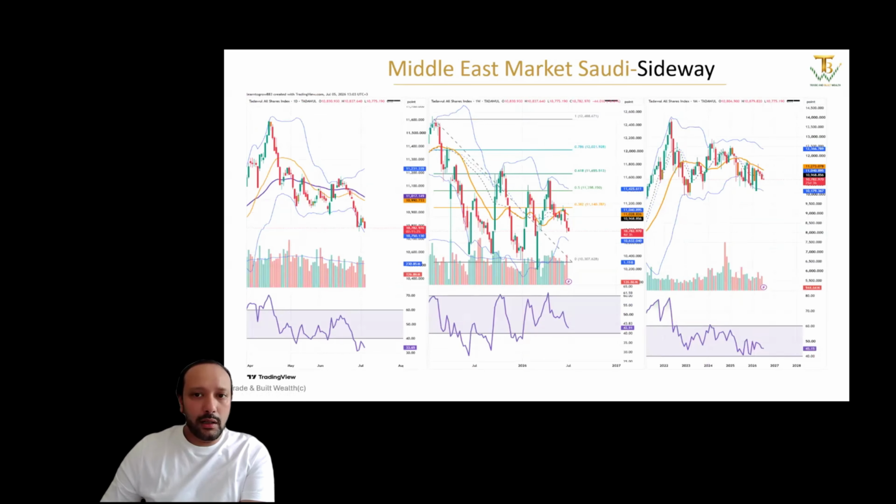Middle Eastern market, Saudi is completely sideways for now. Many people ask me, how do I decide whether a market is bearish or bullish or sideways? So I use a combination of price action, market structure, technical analysis, and a momentum indicator called RSI. This is an unconventional RSI which I use to assess momentum.